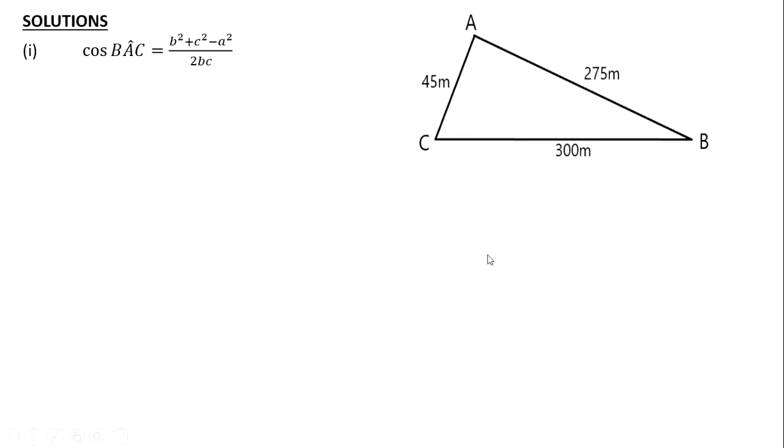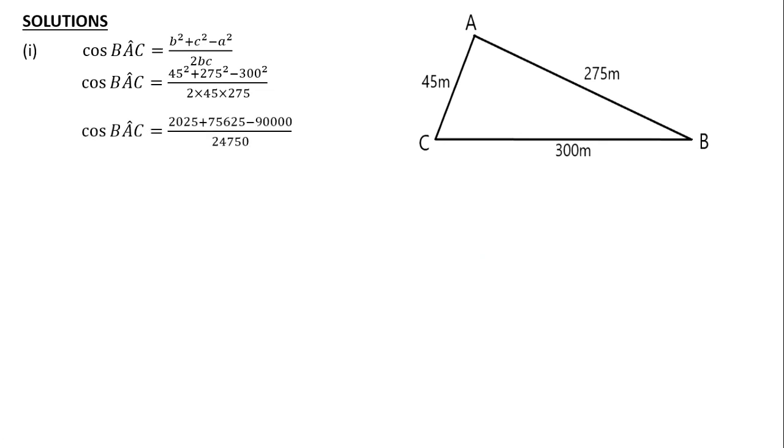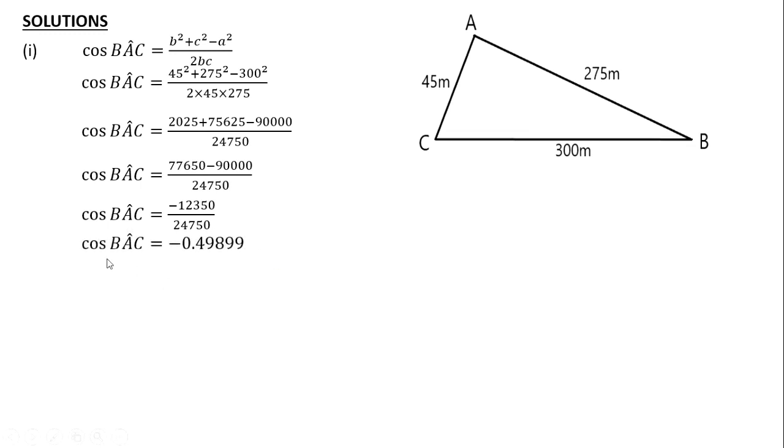So replace like that, square them, add, subtract. So you find that you are going to have negative 12,350 divided by 24,750. Cos BAC will be equal to negative 0.49899. To find the angle, introduce the inverse.